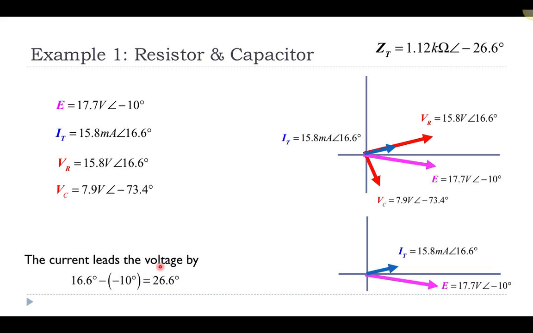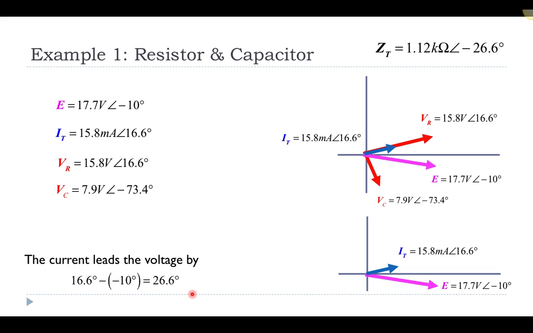This number should make sense because if I look at my total impedance in the circuit, the angle was 26.6 and it was negative. The negative sign here for the impedance, remember, implies that the voltage lags behind the current by 26.6. So the minus sign there is lags for the voltage. And what we're saying here is that the current leads by 26.6. So it's the same thing, right? I could say that the voltage lags by 26.6 or the current leads by 26.6.